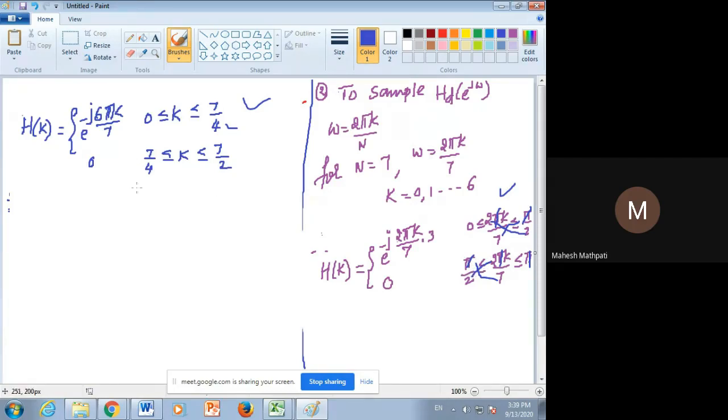So it is 7 by 4 less than or equals to K and less than or equals to. Again, this 7 goes to this side, then again divided by this 2. So that is 7 by 2. So this way we are writing this limit. Hope you understood this.